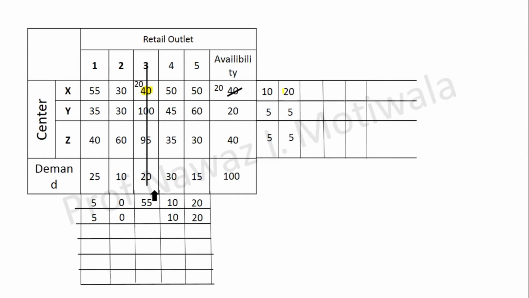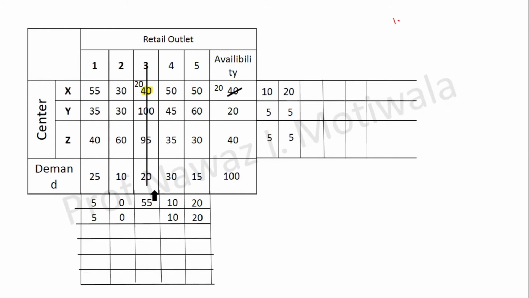Now we need to check in which particular place we will allocate, where the cost is minimum. If I allocate in the first row, the numbers are 55, 30, 50 and 50, so the minimum number is 30. If I go column wise, the numbers are 50, 60 and 30. So again the minimum number is 30. So now there are two ties.